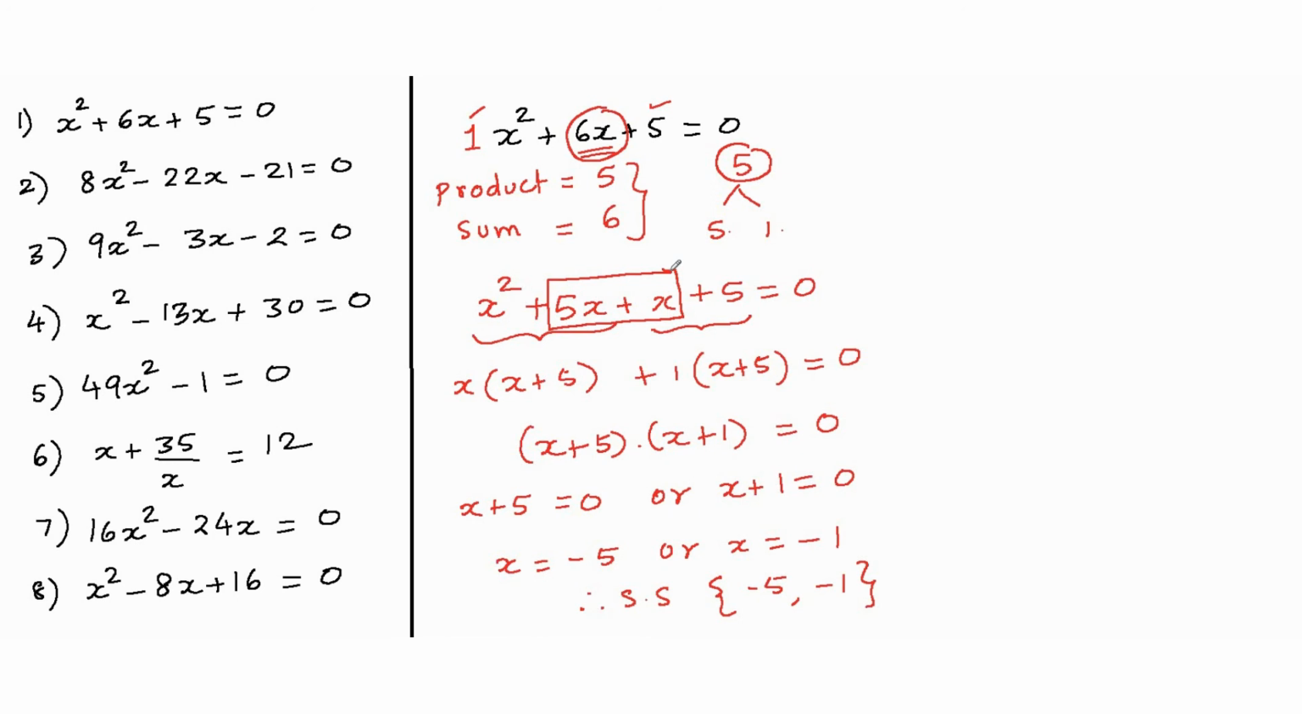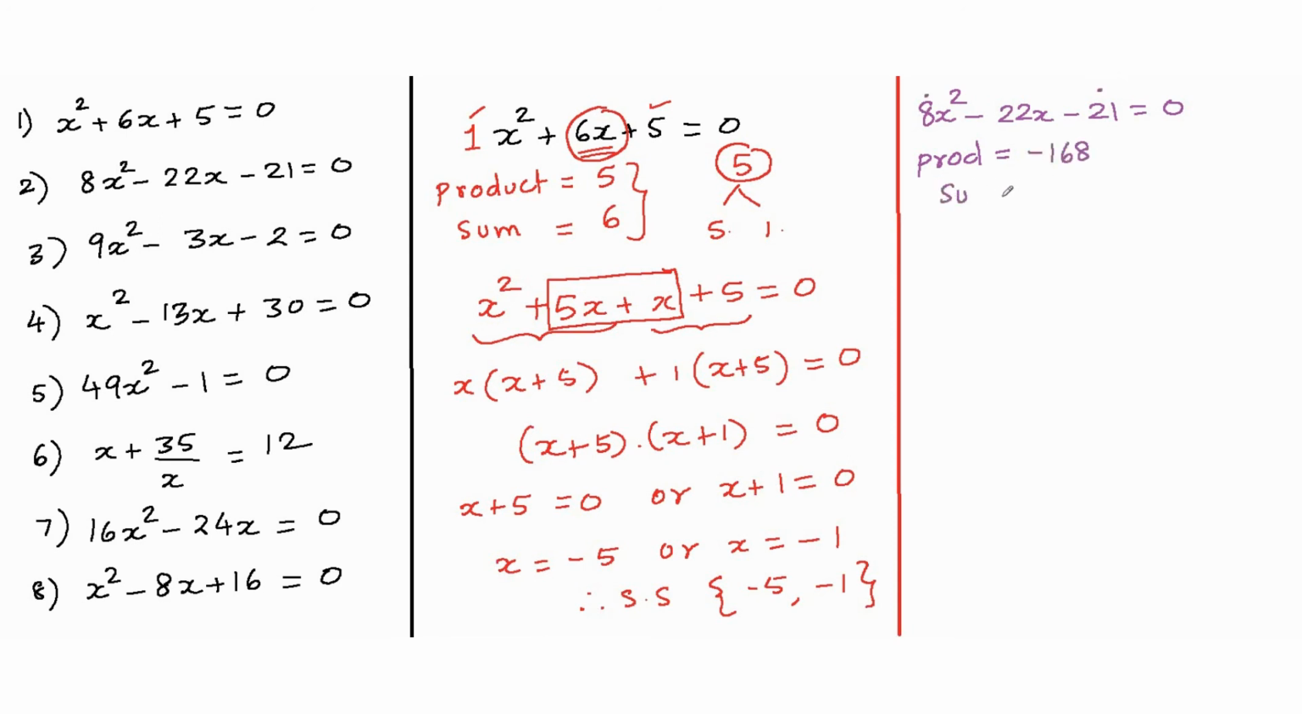Let us now go to the next one. We have 8x square minus 22x minus 21 equals 0, right? So the equation is 8x square minus 22x minus 21 is equal to 0. So again, let us find two numbers whose product is, taking the extreme terms, 8 and negative 21, negative 168, and the sum is negative 22, right?